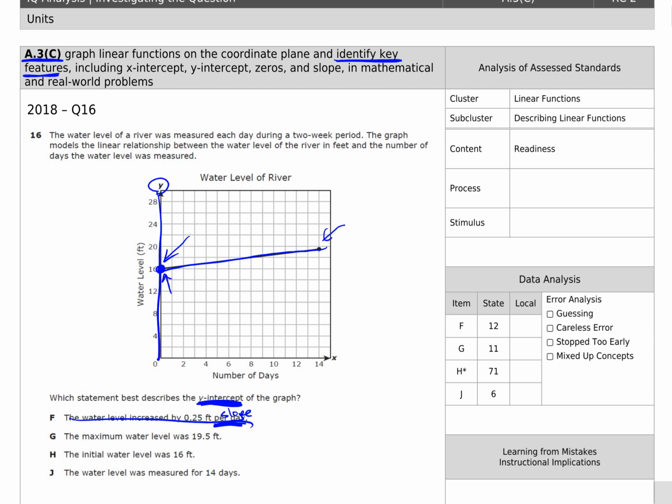The ending point is the maximum in this case. We want the starting point, the y value, the y-intercept. The initial water value, yeah, the starting value. It started at 16 and then it rose higher. H is the answer.